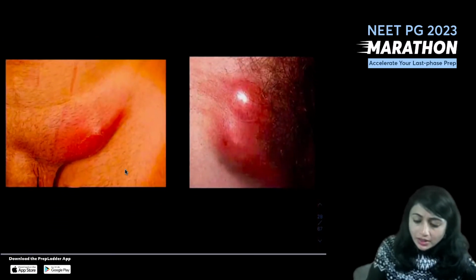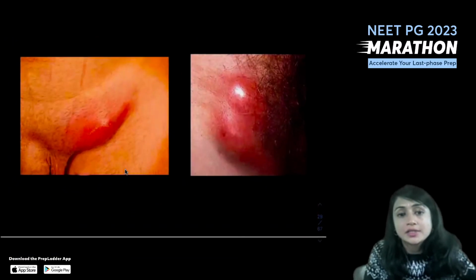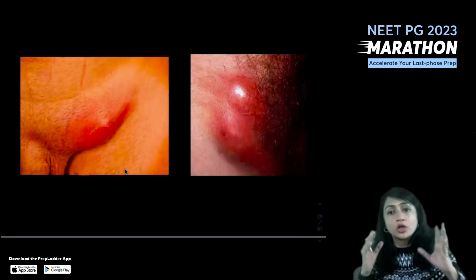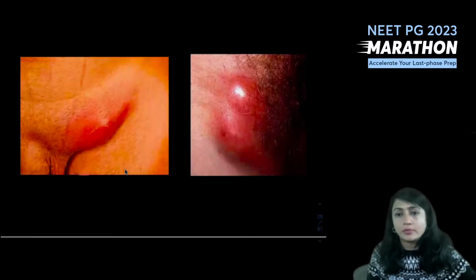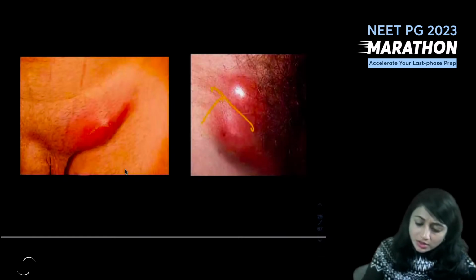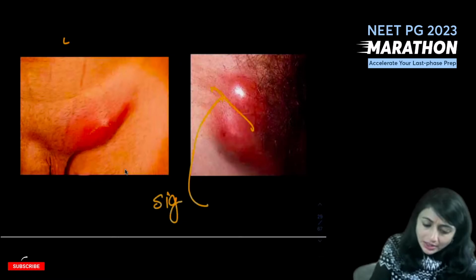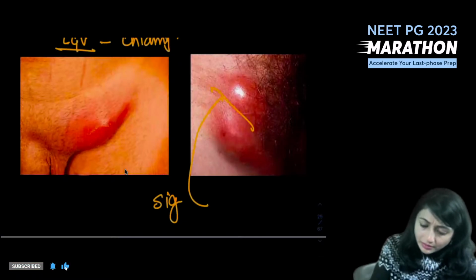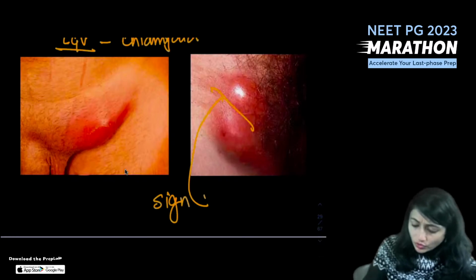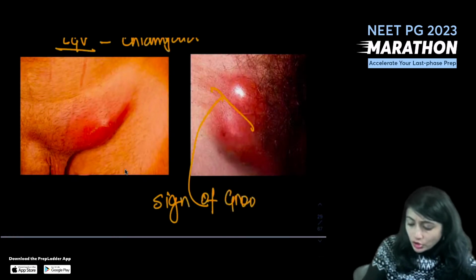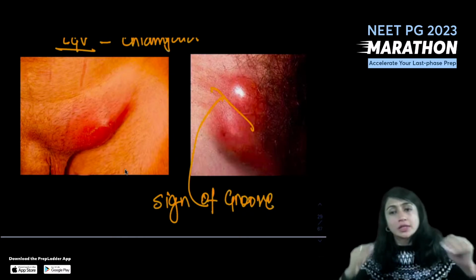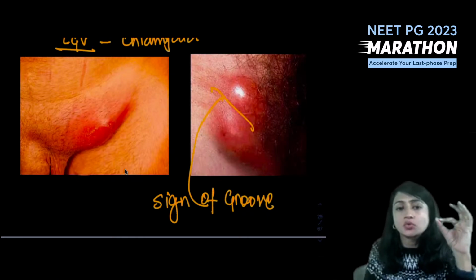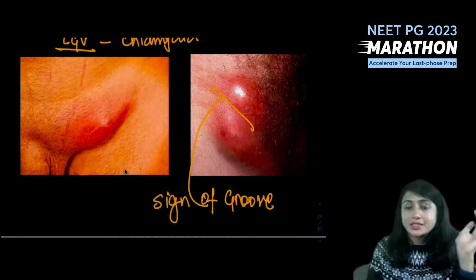What do you see in LGV? In LGV, you hardly see any ulcer. What you see is predominantly lymphadenopathy, which is present in the inguinal or femoral nodes. And what do they ask you in this? This is the sign of groove. So in LGV, which is caused by chlamydia, you see the groove sign because both my femoral and inguinal lymph nodes are involved. So Poupart's ligament in between them gets taut, giving rise to the sign of groove. So this is typical of LGV.